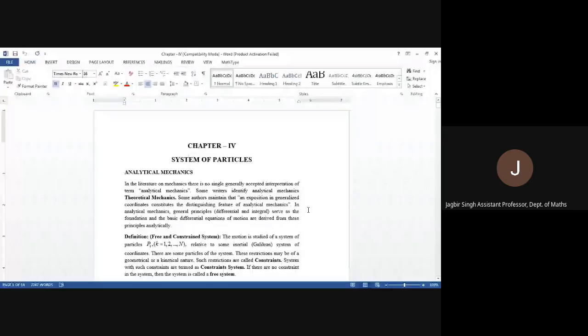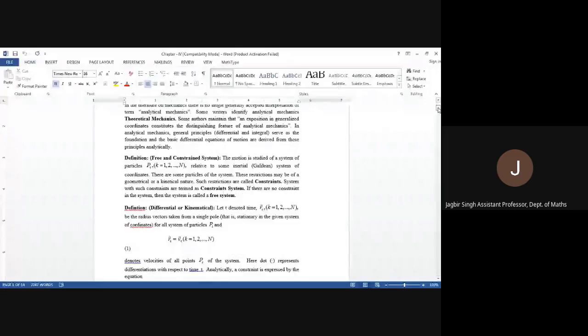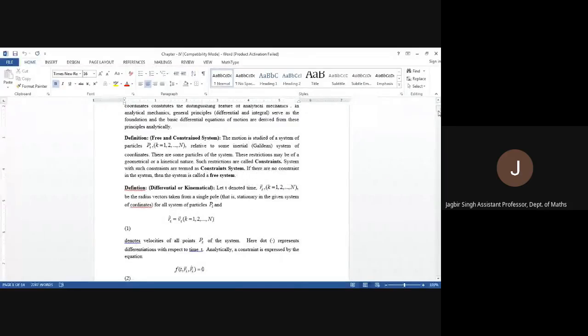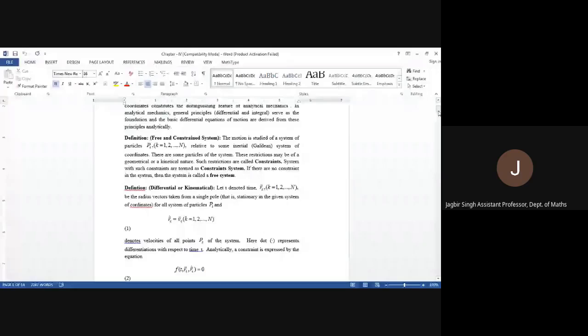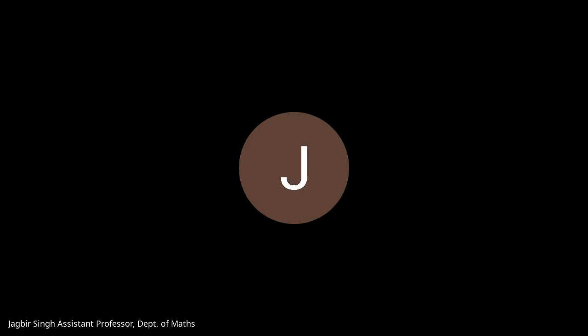Okay, yesterday we discussed the free system and the constraint system. A free system is one in which the number of particles might be one or more. Then we had the differential constraints, which involve restriction on the velocity. However, the finite constraints were those in which there was no restriction imposed on the velocities.